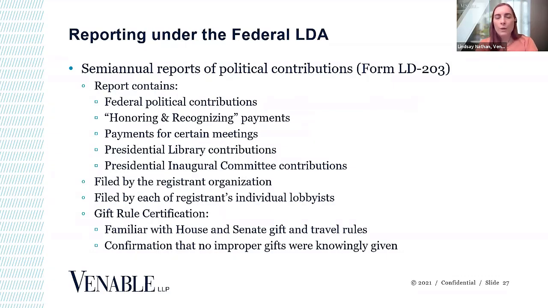So in addition to the LD2, there's also a semi-annual report of political contributions, which is the Form LD203. This report contains information about contributions, including the categories listed here: honoring and recognizing payments, payments for certain meetings, presidential library contributions, and inaugural committee contributions. Again, this is filed by the registrant organization, but it's also filed by the individual lobbyists who are registered on behalf of those organizations. In addition to the political contribution certification, there's also a gift rule certification that confirms that the lobbyists have not given any improper gifts in violation of House and Senate gifts and travel rules.